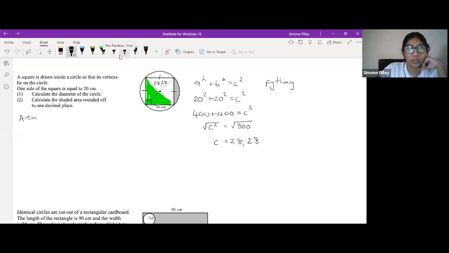Okay, so you want to go area of circle, pi r squared. Pi r squared, yes, and we don't have a radius, ma'am. So we have a diameter. So you halve your diameter, and you get 14,14. And then you square it, and then you get 628,13.